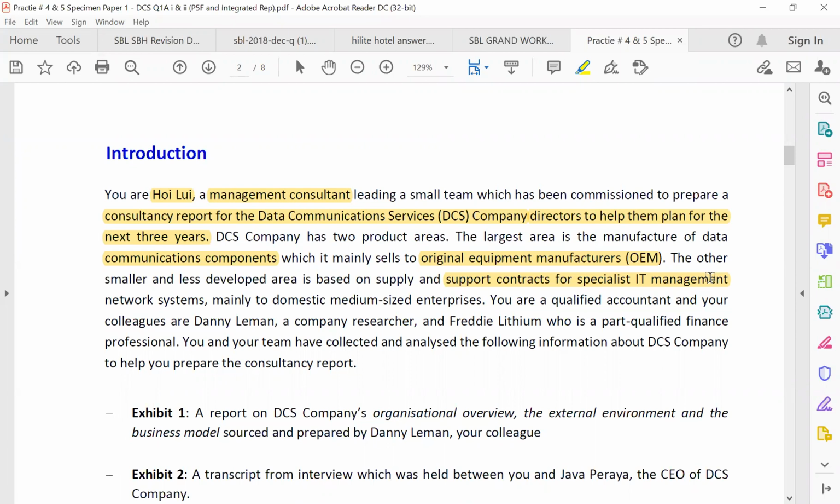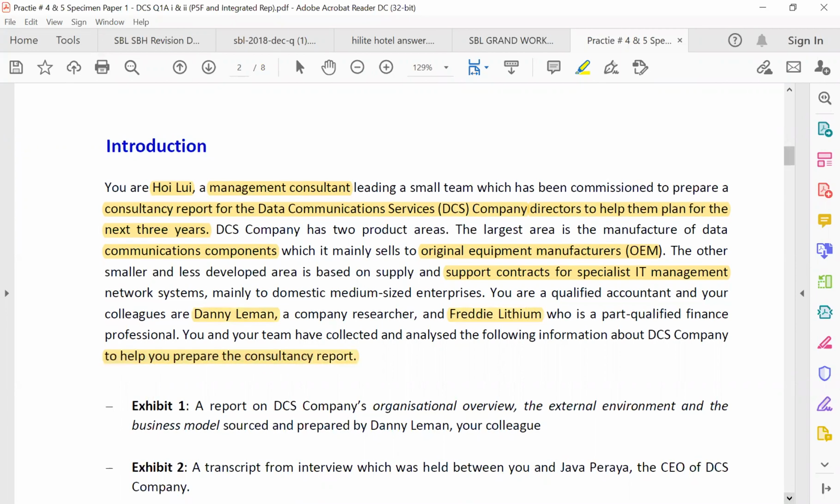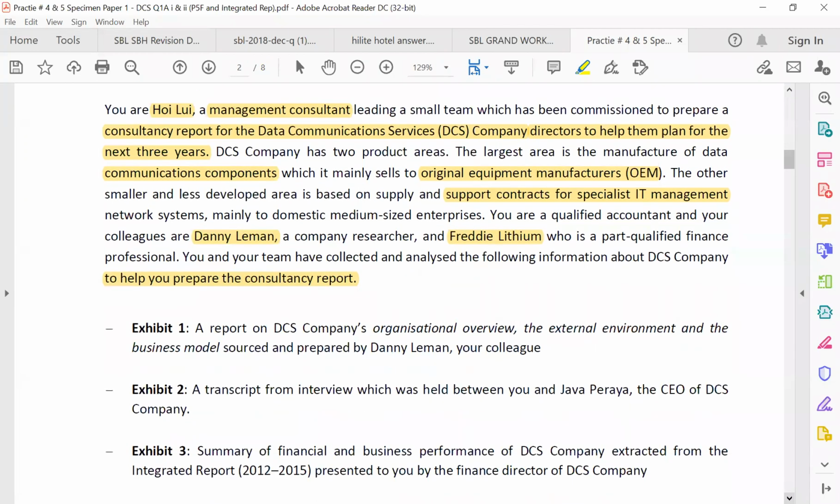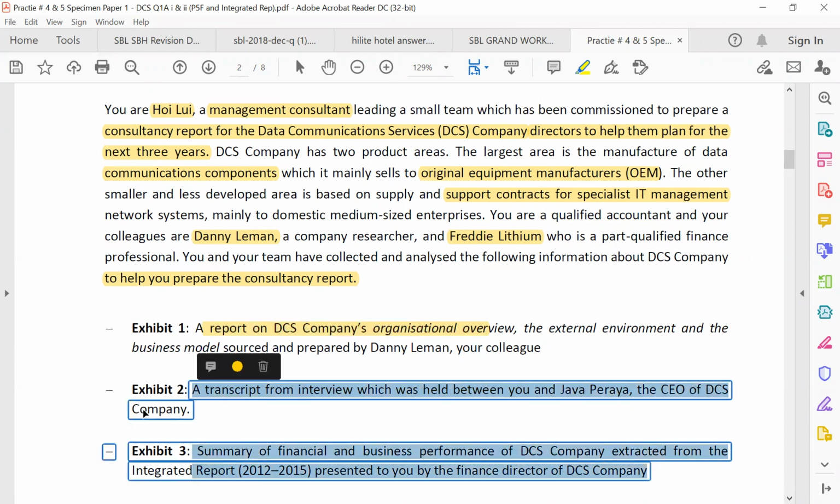You are a qualified accountant, and your colleagues are Denny Lemon, DL, a company researcher, and FL, who is a part-qualified finance professional. You and your team have collected and analyzed the following information about DCS company to help you prepare a consultancy report. Exhibit number 1 is a report on the DCS company organizational review. Exhibit number 2 is a transcript from the interview held between you and JP, the CEO of DCS company.